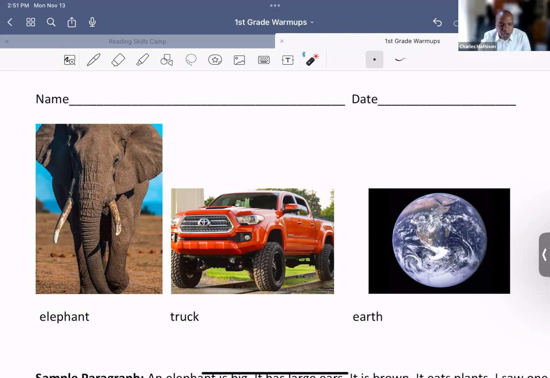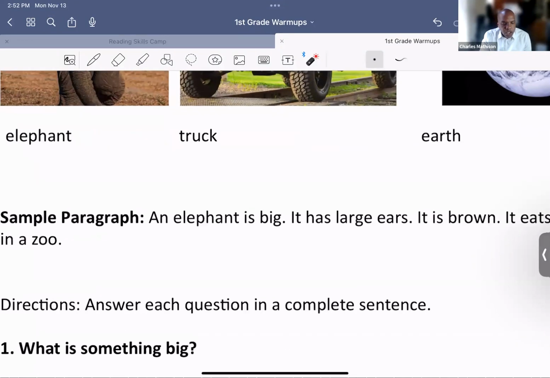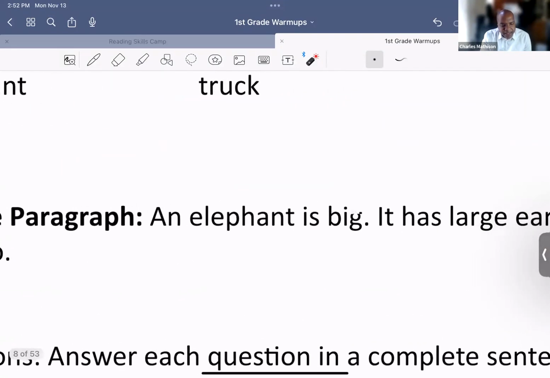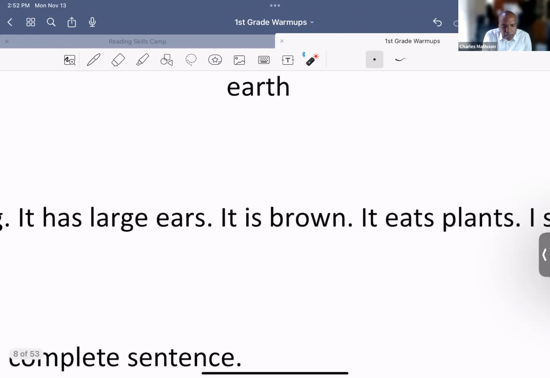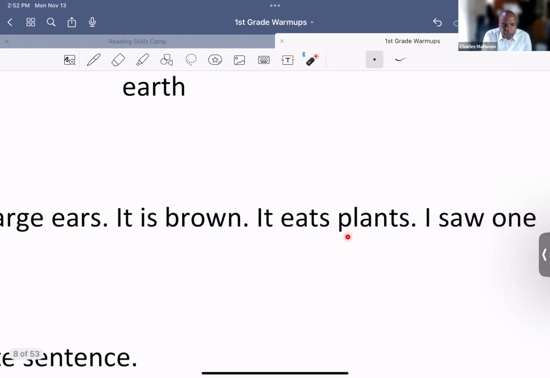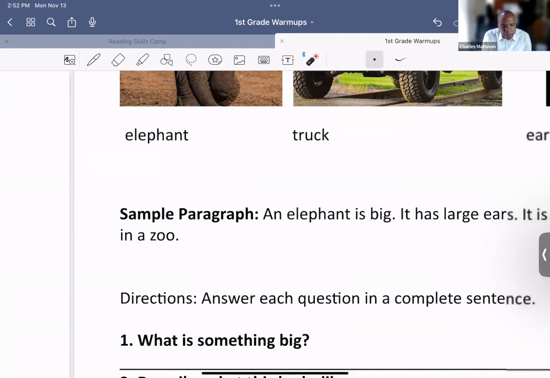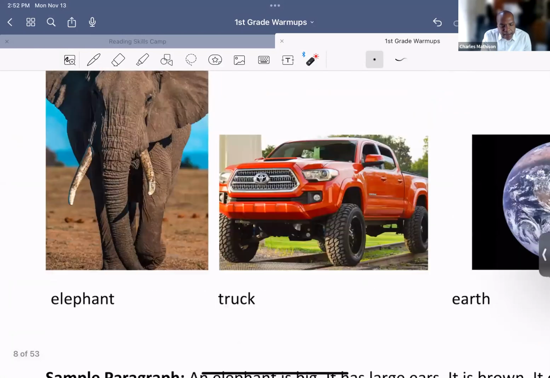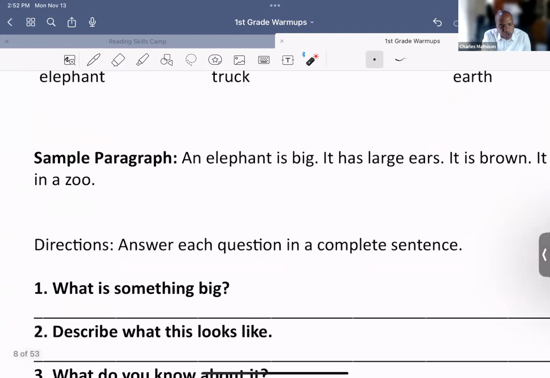So what we're going to do now, we're going to write sentences about the pictures that we see. Okay. First, let's look at the sample sentences that are written there about the elephant. So it says, an elephant is big. It has large ears. It is brown. It eats plants. I saw one in a zoo. Now, we're going to pick something else. Let's pick the truck. Okay, we're going to write sentences about the truck.